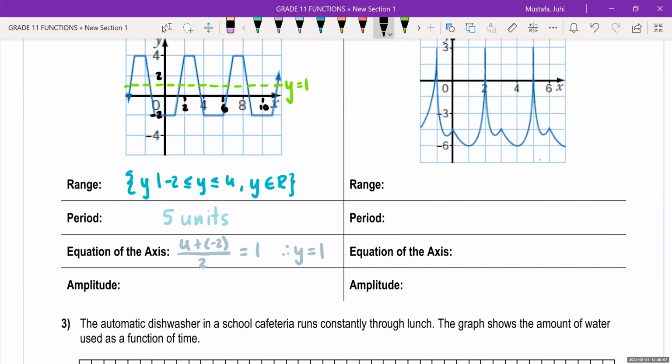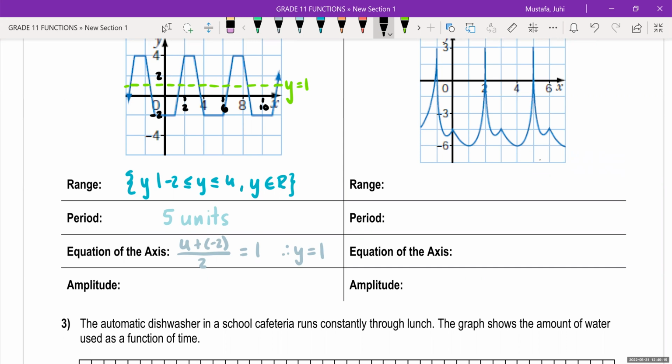Okay, and then for the amplitude, again, we can just figure it out using the graph. If the halfway point of this periodic function is a 1, how many units does it take to get all the way to the highest point, and how many units does it take to get all the way to the lowest point? You would say 3 units, good.